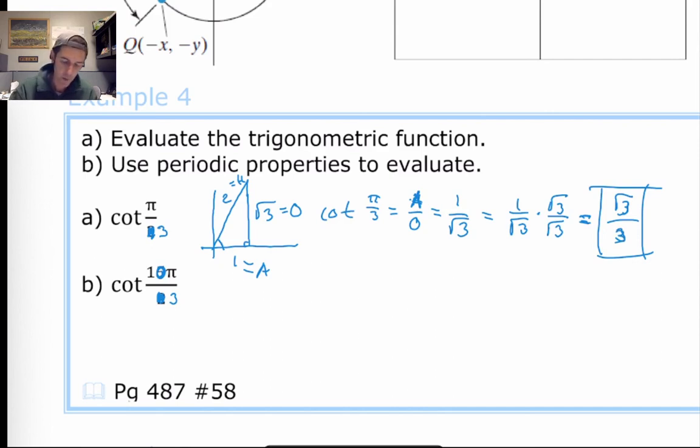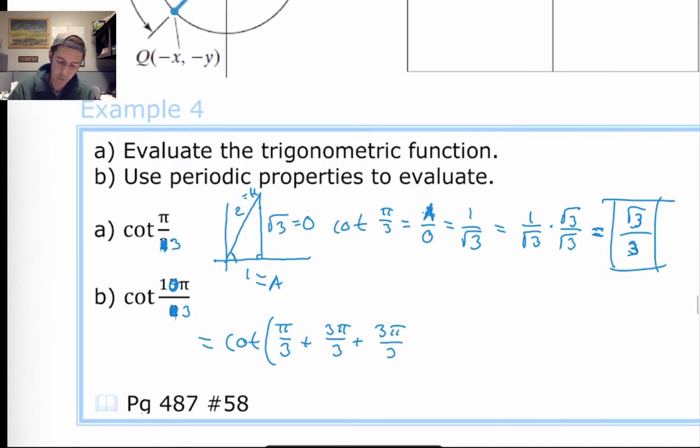So here's what I want to show you, is that the cotan of 10 pi over 3 is equal to the cotan of pi over 3 plus 3 pi over 3 plus 3 pi over 3 plus 3 pi over 3 for a total of 10 pi's over 3. Now, this is equal to pi, and this is equal to pi, and this is equal to pi. That was a very bad pi. Bad pi.